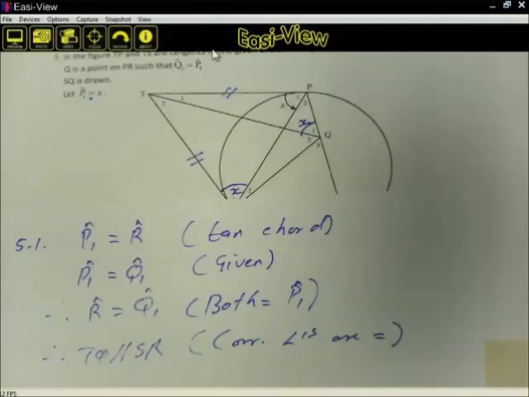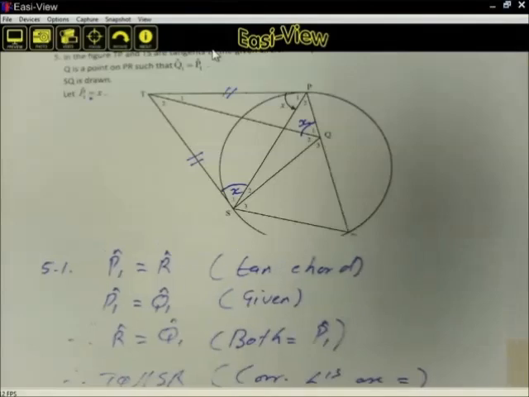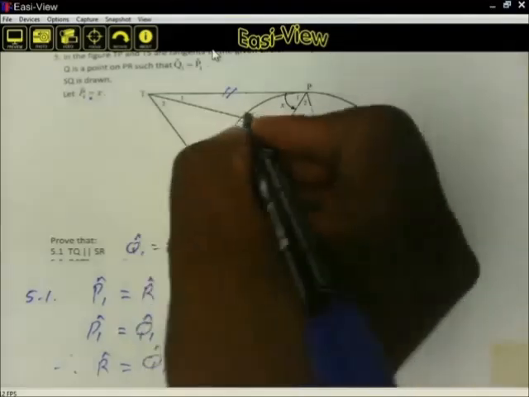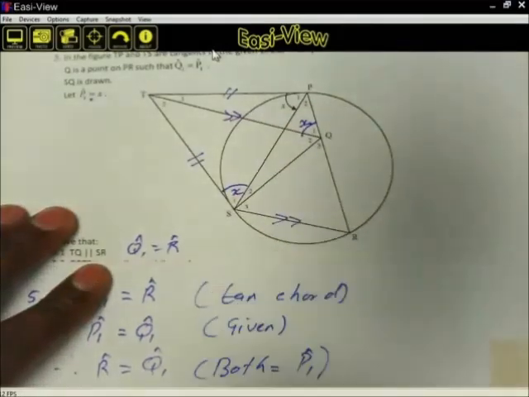First part of the problem done. We wanted to prove that TQ is parallel to SR. Now, because we have proven that, we mark that on the diagram. Mark them. This line is now parallel to this one. We have proven that.